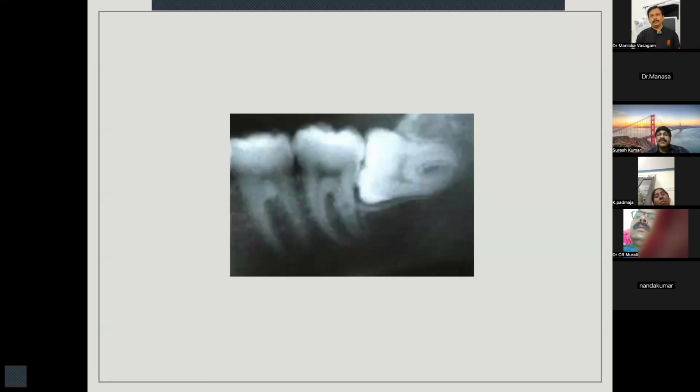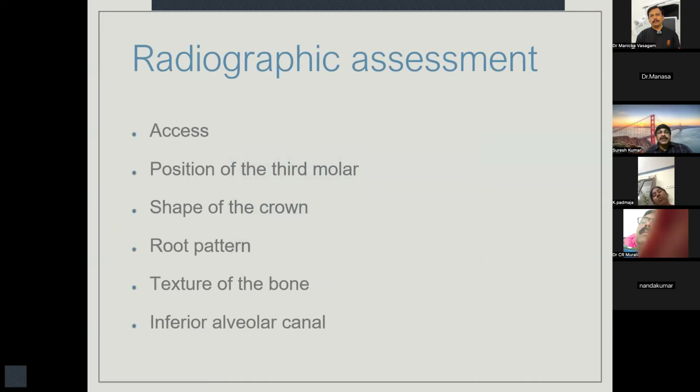Even in this X-ray you see a little bit of the inferior alveolar canal here, but we don't see it perfectly. So only in OPGs you can see this. So you always start with an IOPA X-ray to analyze the position of the third molar, or if it is going to be difficult, if you don't see the teeth or the canal fully, then you go for an OPG.